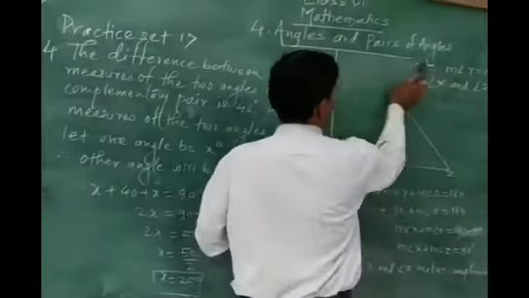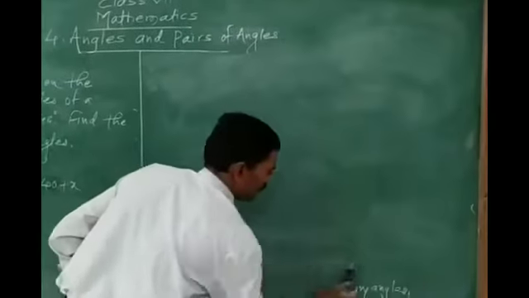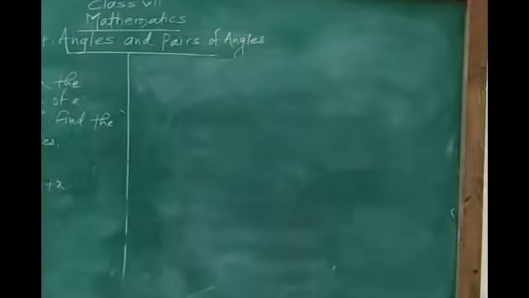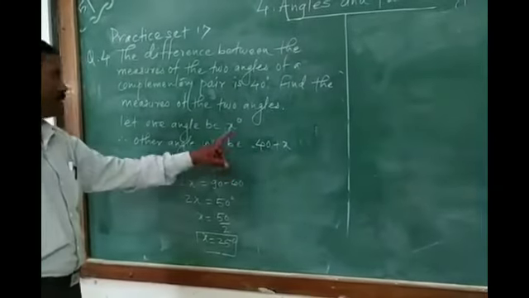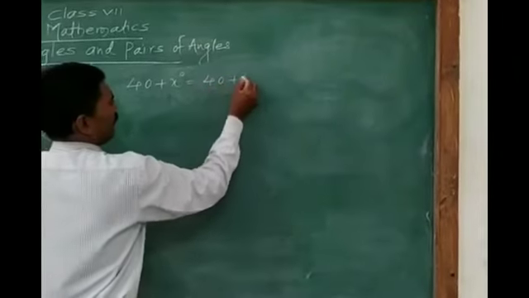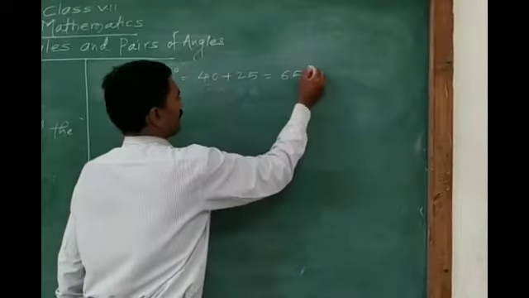We have got the measure of one of the angles. And we have to find the measure of the other angle. One angle is x. Its measure we have got is 25. Now the other angle is 40 plus x, which is equal to 40 plus 25 is equal to 65 degrees.